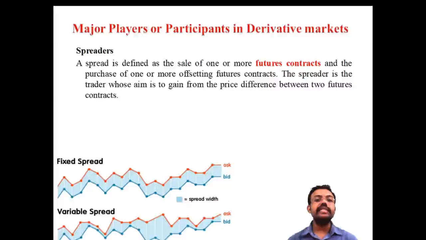A spreader is a trader whose aim is to gain from price differences between two future contracts, and is known as a spreader. Okay, spread is defined as the difference of the future contract and the offsetting contract. A spreader is a trader whose aim is to gain from the price differences between the two future contracts.